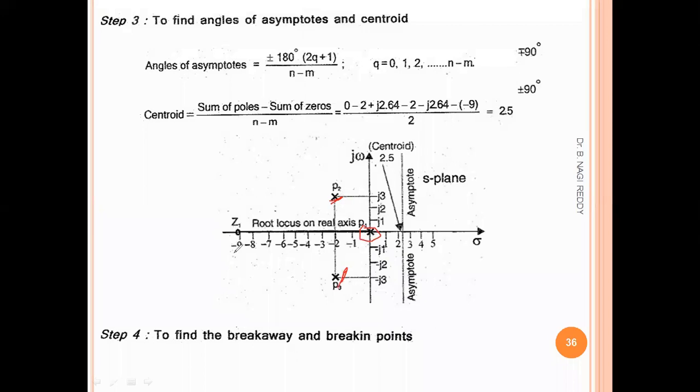You can see we have the zero value as -9. At -9 the zero is marked with a small circle. Poles will be marked by a cross symbol and a zero is marked by a small circle, right? So we have marked according to our step 1. Now we need to draw the root locus with the help of step 2.